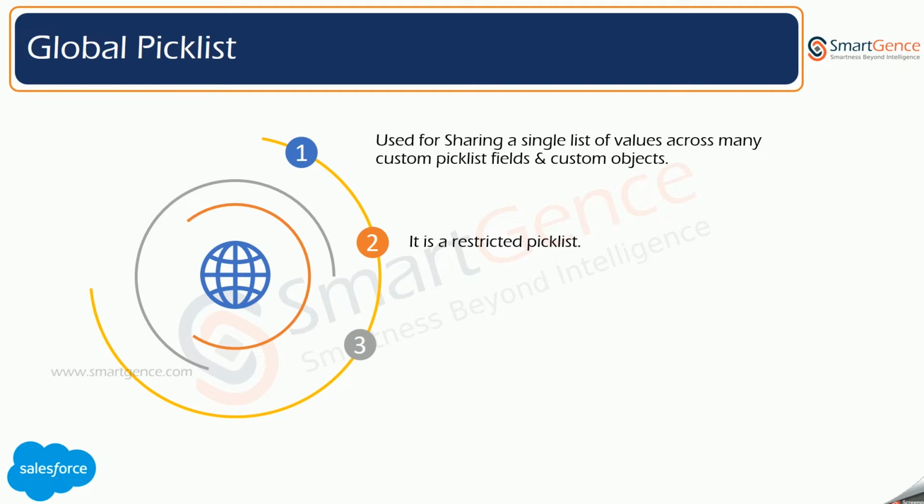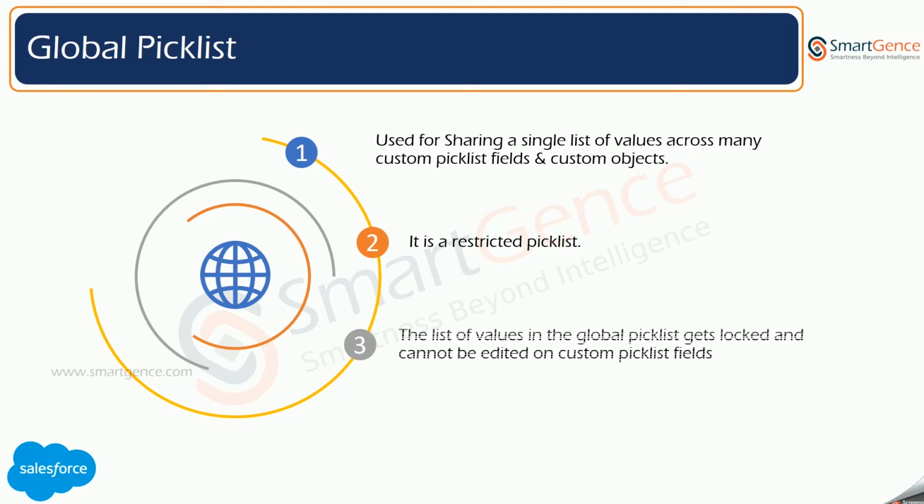And it is actually a restricted picklist. What is a restricted picklist? If we load some value from the backend which is not part of the picklist values, then it would get loaded if it is not a restricted picklist field. But if it is a restricted picklist, then it doesn't happen. For example, let's say we have a country picklist with countries like US, UK, India defined in the picklist values. If it is a restricted picklist and you try to load the country value as Pakistan, it would not be loaded.